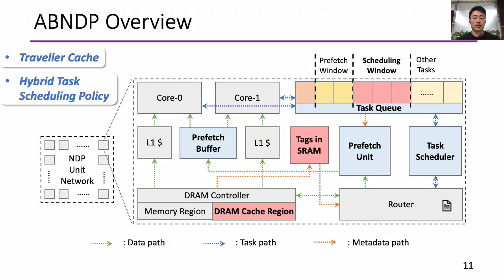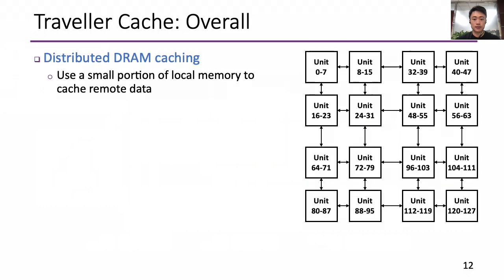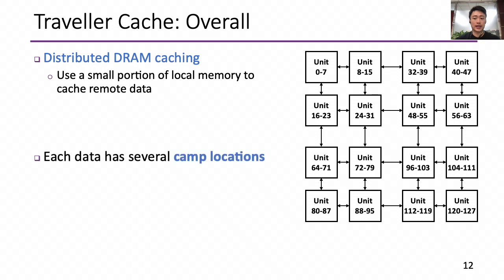Now we introduce the details of the two optimizations. Traveler cache is a distributed DRAM cache scheme. We use a small portion of local memory to cache remote data. There are a limited number of locations where the data can be cached. We call them camp locations.